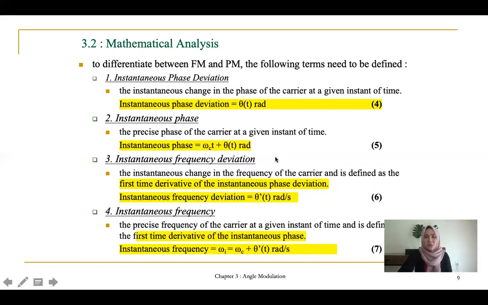Then we have instantaneous frequency deviation, represented by the first derivative of the instantaneous phase deviation, delta theta dash t. I call the apostrophe a dash. The unit here is radian per second because it's frequency. Then we have instantaneous frequency, which is omega c plus delta theta dash t. The unit is radian per second.